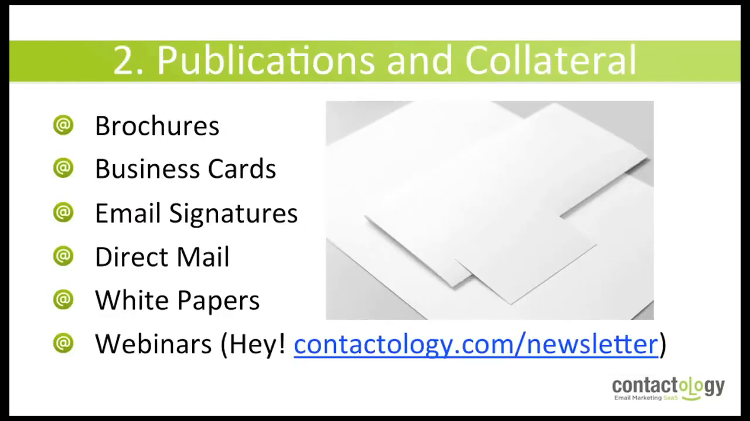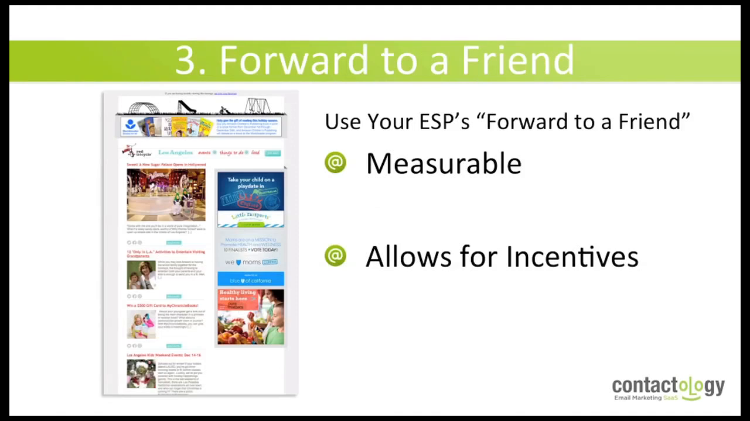List growth opportunity 2 is provide a link to your subscription center or sign-up form on all corporate publications and collateral. Whatever your organization is, you have publications and collateral. The point is, these are all touch points with your customer. And it's important not to have a long URL because these people aren't online. The URL isn't clickable. So they're going to have to take the time to type out contactology.com/newsletter. If you want to avoid using a URL, you can, again, replace it with a QR code.